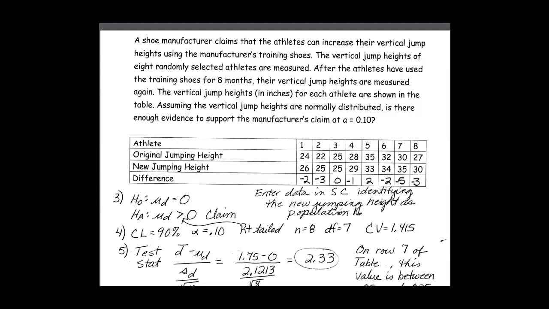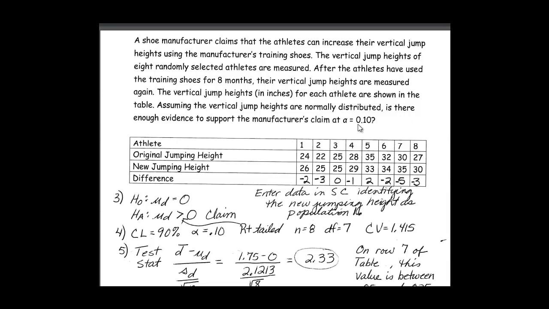Okay, in this example of paired data, we have a shoe manufacturer who claims that athletes can increase their vertical jump heights using the manufacturer's training shoes. The vertical jump heights of 8 randomly selected athletes are measured. After the athletes have used the training shoes for 8 months, their vertical jump heights are measured again. The vertical jump heights in inches for each athlete are shown in the table. Assuming the vertical jump heights are normally distributed, is there enough evidence to support the manufacturer's claim at 10% alpha?